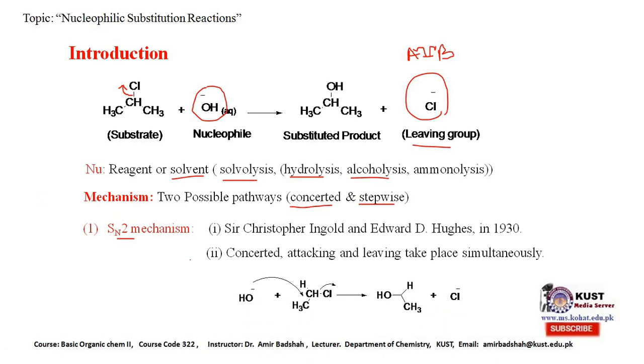This is shown here. Here the nucleophile attacks the electrophilic center, it means the carbon, and the leaving of the leaving group takes place simultaneously, and we get the substituted product as well as the leaving group. If it follows this mechanism, then it is called the SN2 mechanism.